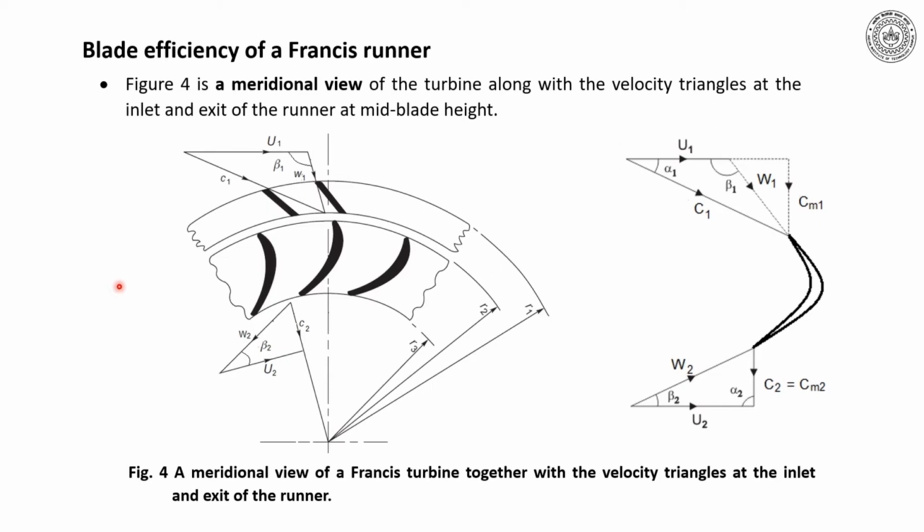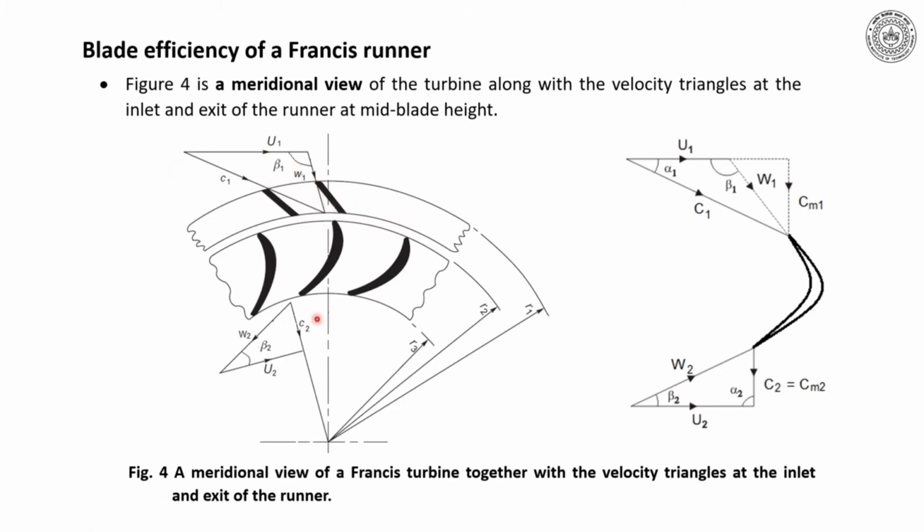So you may imagine that I have considered a meridional circumferential section passing through the mid plane, and let U1 be the inlet blade speed and W1 be the inlet relative velocity to the rotor, and thus C1 be the absolute velocity at entry.